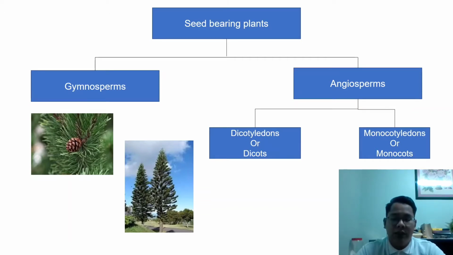The term gymnosperm came from Greek words. Gymno means naked and sperma means seed. The other group of seed-bearing plants is the angiosperm. Angiosperms are divided into two other groups, dicotyledons or dicot and monocotyledons or monocot, that I will discuss with you today.